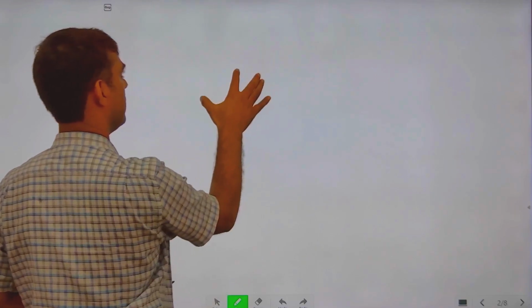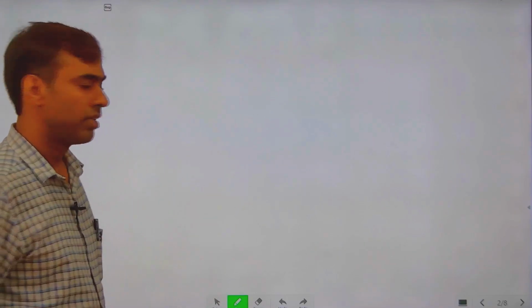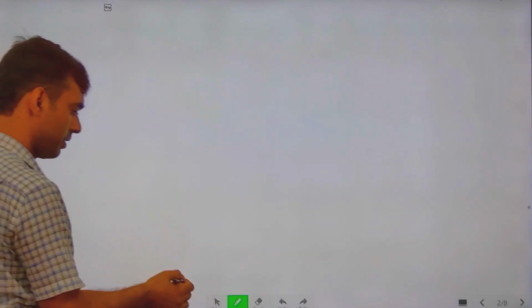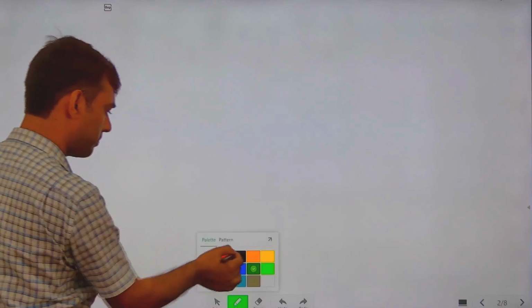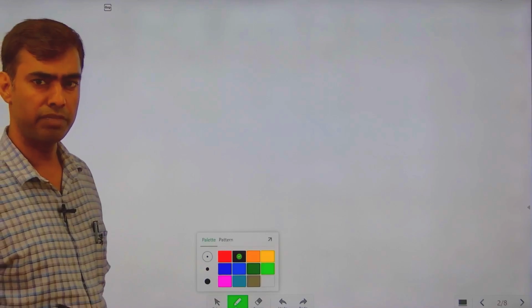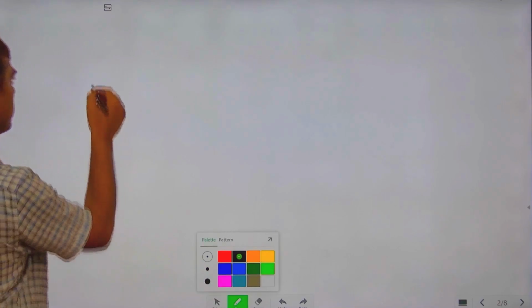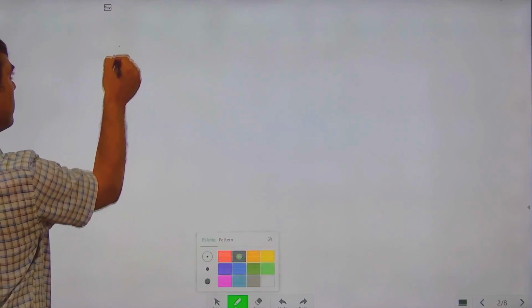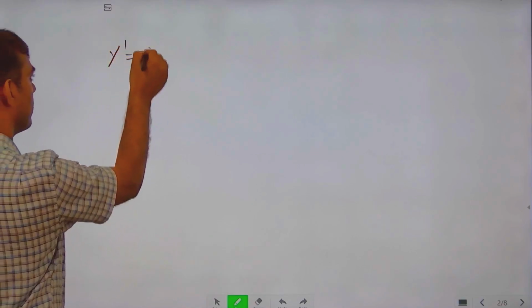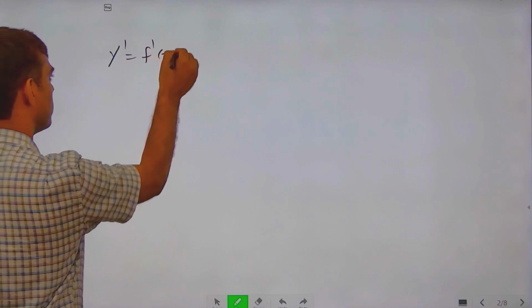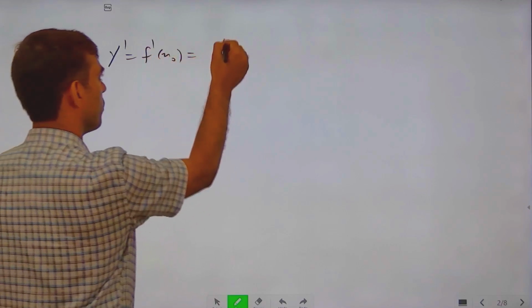So here we are going to write the formula using the backward interpolation formula. So here we write y dash equal f dash x0 equal 1 upon h.